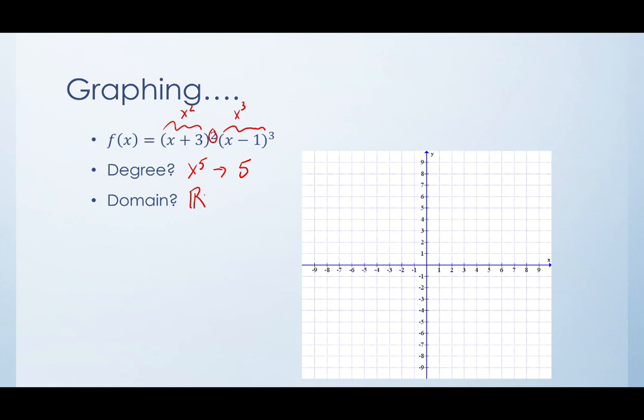What's our domain? All real numbers. It's a polynomial. It's always all real numbers, right? What's our long run behavior? Well, we know it's odd, so we know it's going to look some version of a cubic, right?